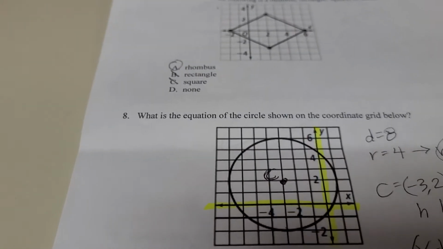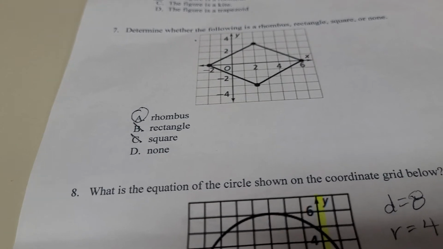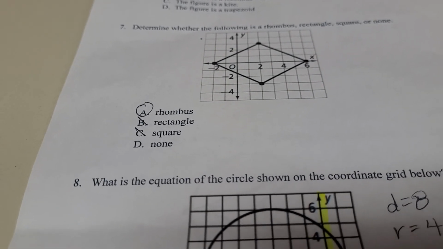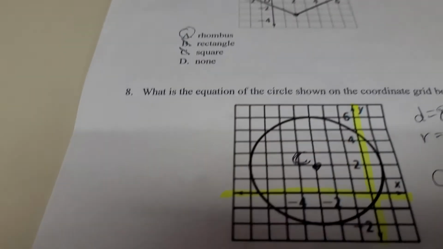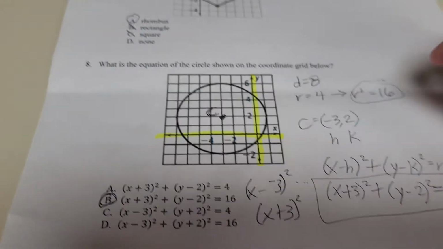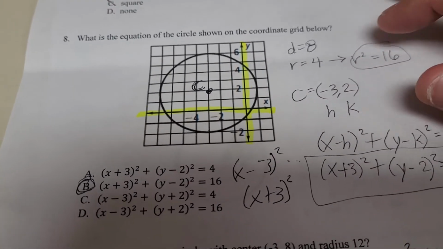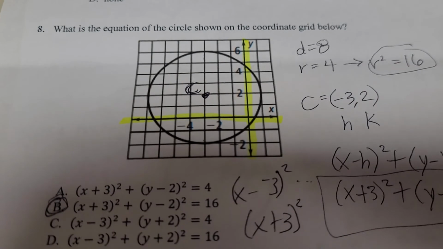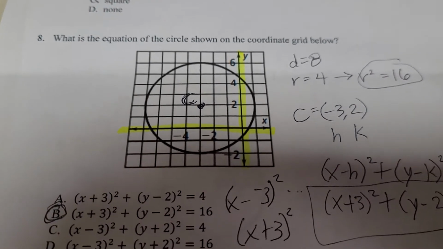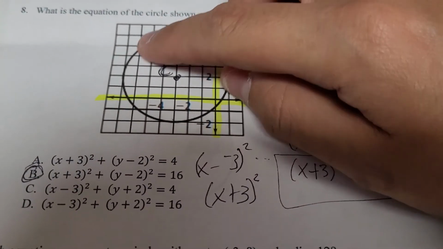Remember, if your sides are equal, it's either going to be a rhombus or a square. If there's right angles, it's going to be a square. Okay, number 8. What is the equation of a circle in the figure shown? So this is the way you've got to look at it. You already have this circle right here.